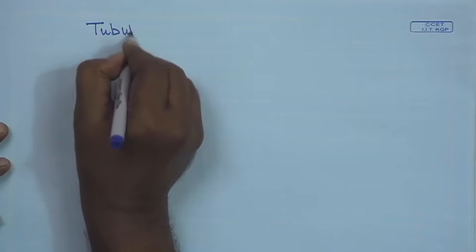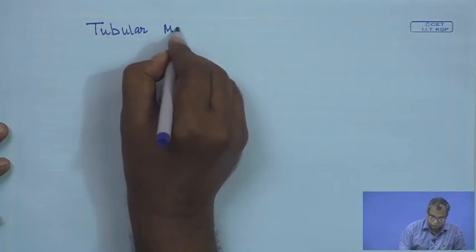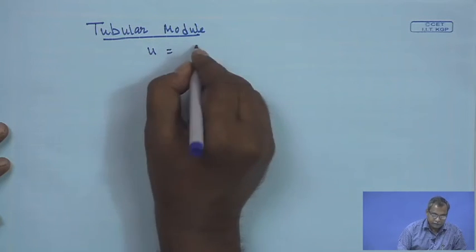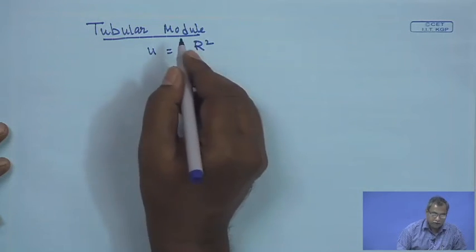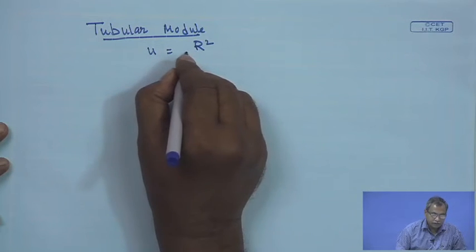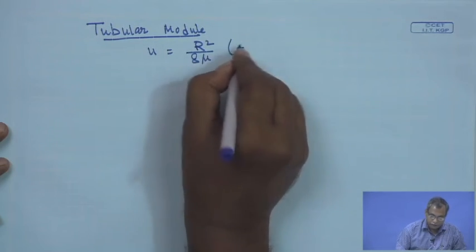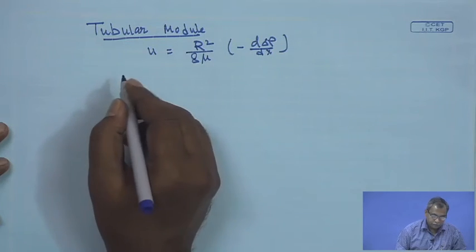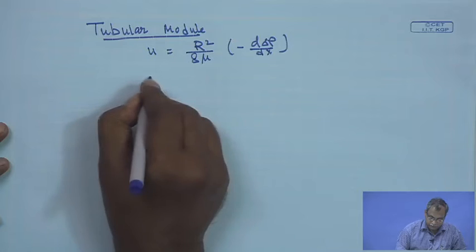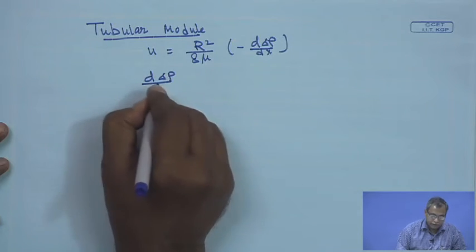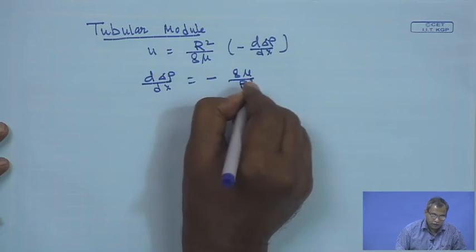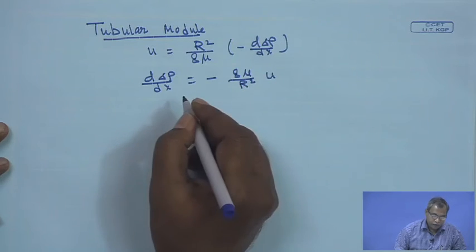So, in case of tubular module, the cross sectional average velocity is given as u is equal to r square by 8 mu times minus d delta p dx, and you will be getting the governing equation of d delta p dx is equal to 8 mu by r square times u.